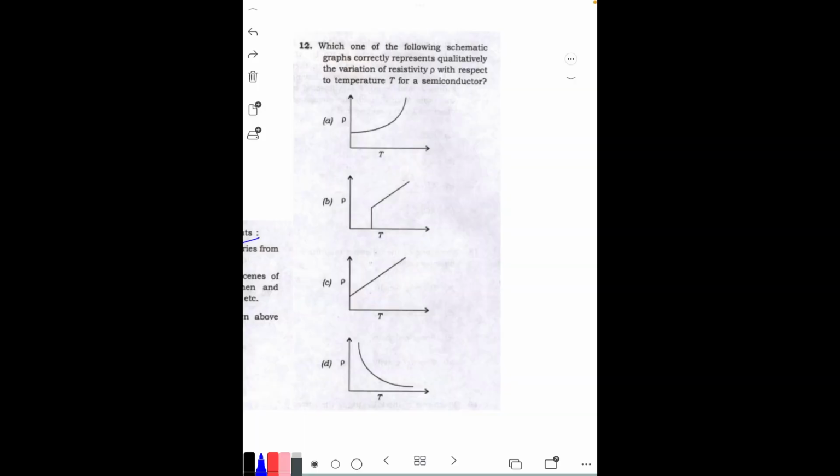Which one of the following schematic graphs correctly represents qualitatively the variation of resistivity rho with respect to temperature for a semiconductor? Now, while increasing the temperature, the number of holes and electrons for a semiconductor increases, but tau remains constant. So resistivity decreases with increasing temperature. Hence, D is the correct graph.